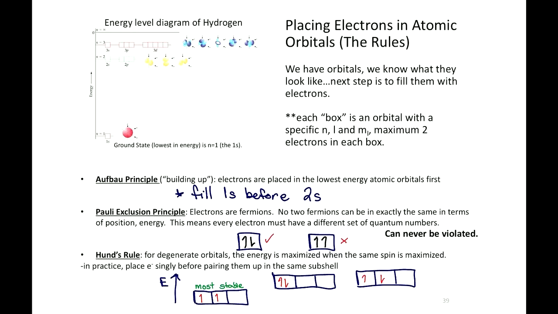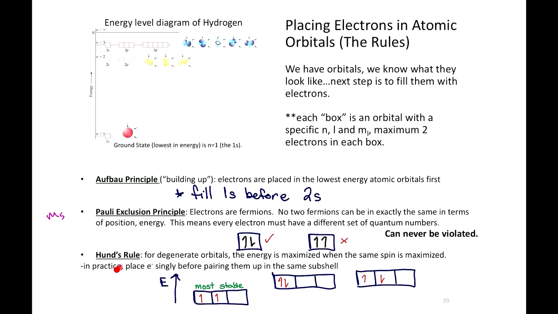The second rule is Pauli's exclusion principle, that we talked about earlier when we talked about the spin quantum number. It just means that if you have to place 2 electrons in a box, in an orbital, they need to be opposite spins, right? So here's an example. This is okay, but this is not okay. All right, so this is okay, that's not okay.